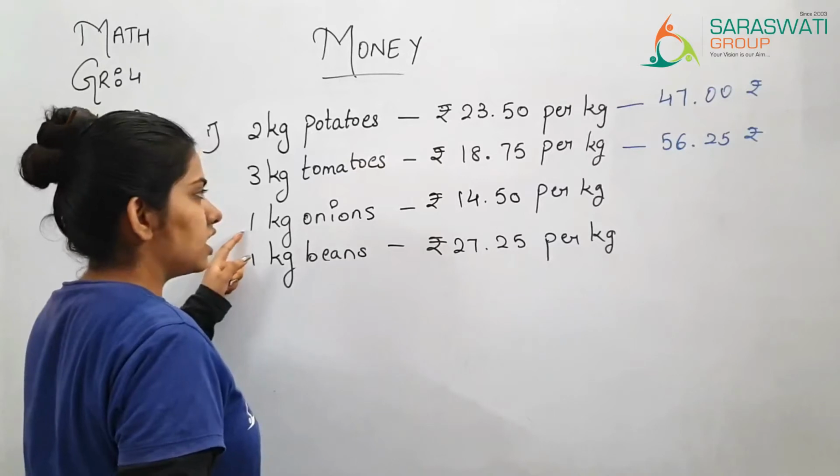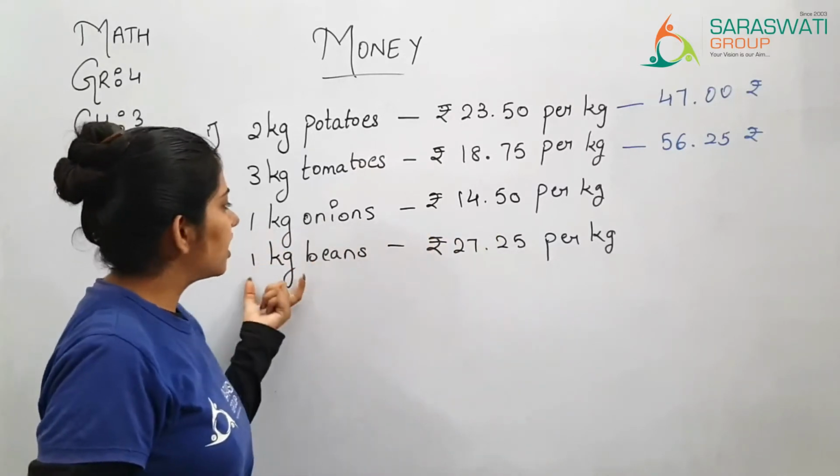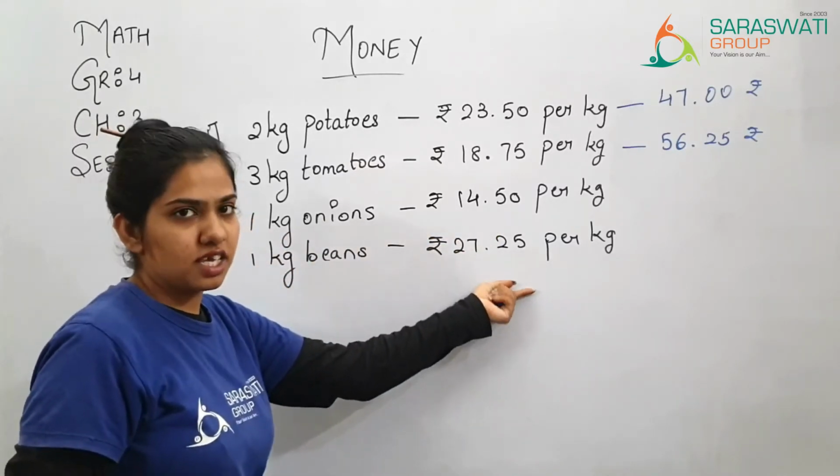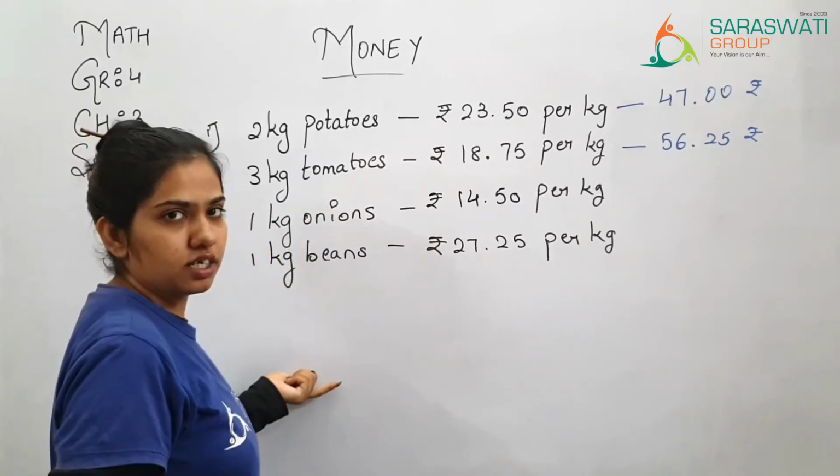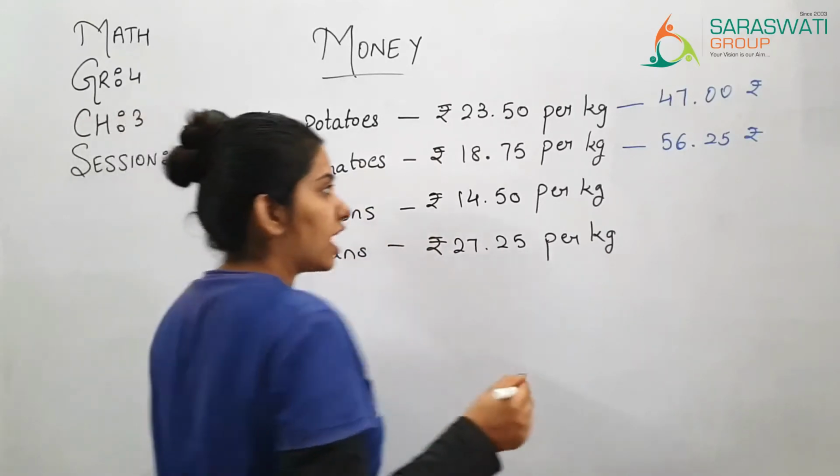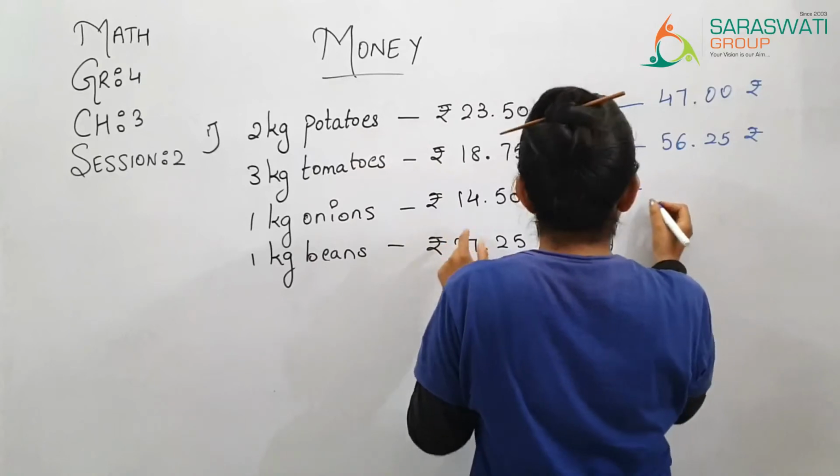Now 1 kg onions same price. 1 kg beans, because its price is for 1 kg, so here we have taken 1 kg onions. Now in total how much will she pay?